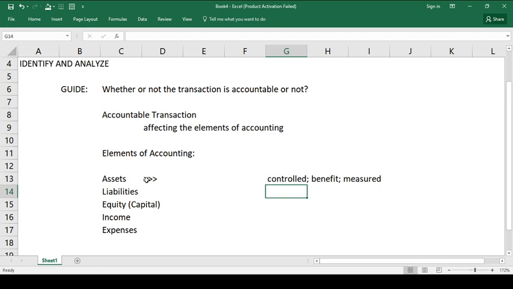Hindi po natin pwedeng sabihin na we control it but we don't have any benefit and it cannot be measured. So we can say na asset yun agad. Hindi. Dapat yung tatlong characteristics na yun is present on that particular thing.